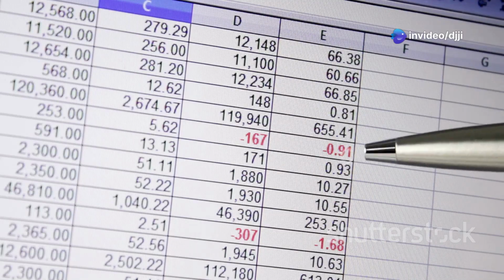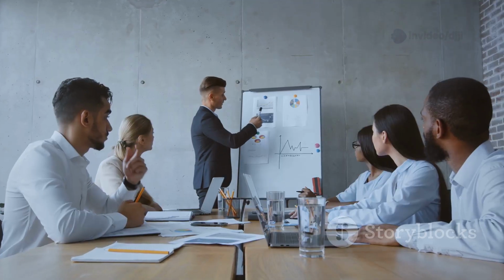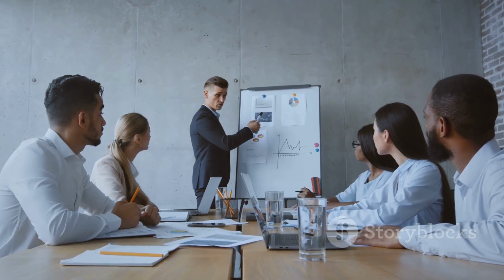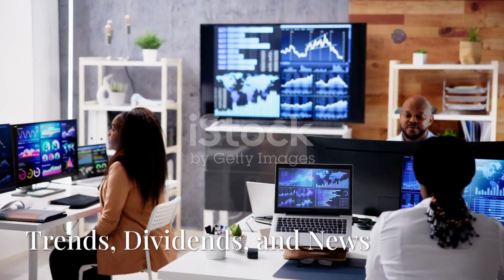Look at who runs the company, the CEO, the CFO, and the board of directors. Are they experienced? Have they made good decisions in the past? Good leadership can turn around even a struggling business. On the other hand, bad leadership can ruin a strong one.